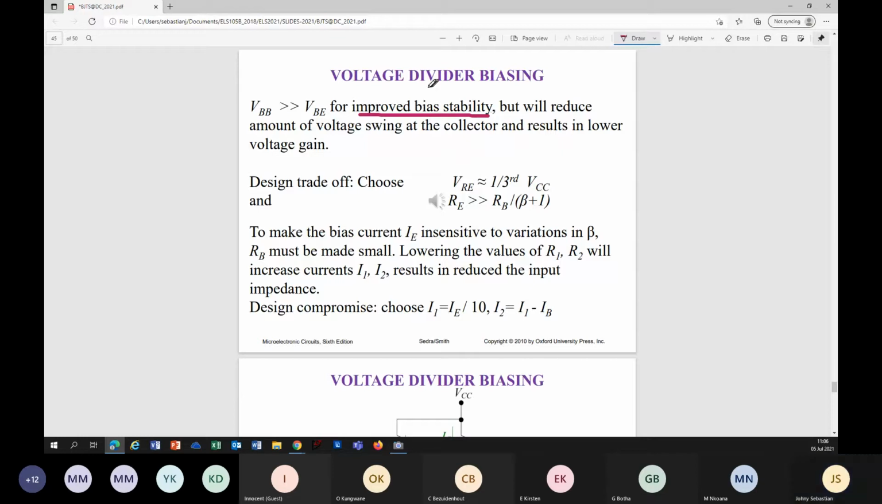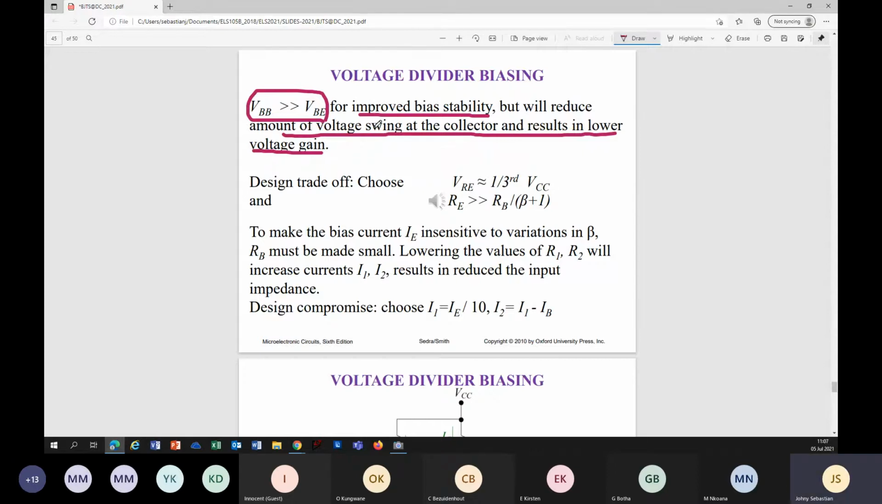If you need bias stability, this is the rule of thumb that we are going to choose: VBB very much greater than VBE. But this will reduce the amount of voltage swing at the collector and result in lower voltage gain. We will explain the second part later. I will try to explain the first part now.